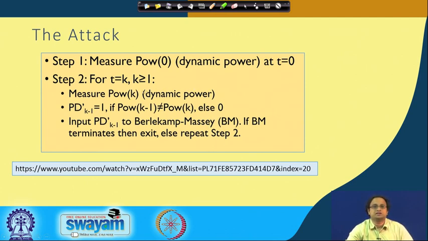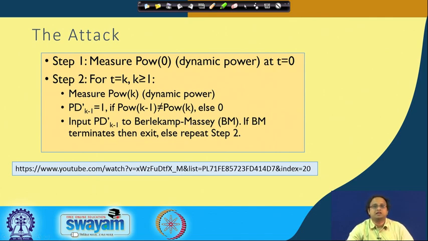So what I do in this attack is, I measure the dynamic power at t equal to 0, and then for all the subsequent time instances, I measure the dynamic power. The idea is that if the power at one time instance is not equal to the previous time instance, then I define this PDD dash variable and make it 1. On the other hand, if it is 0, that implies that the power consumption does not change across the clock cycles. Now I take this PDD dash, and as I said, based on the theory that PDD dash is nothing but a delayed sequence of one of the states of the LFSR, I will feed it to the Berlekamp-Massey algorithm.